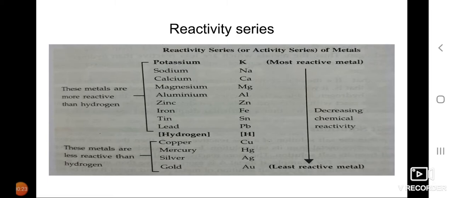In the reactivity series, the most reactive metal is placed at the top, whereas the least reactive metal is placed at the bottom. This reactivity series is very important for the reactions which we are going to study in our next slides. Now see: potassium, sodium, calcium. These are highly reactive. Magnesium is less reactive. Aluminium, zinc, iron. Okay, so accordingly their reactivity is going to change our products.